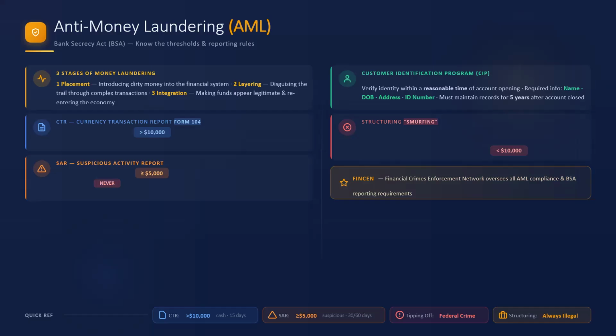Okay, next we're going to talk about anti-money laundering. Anti-money laundering, AML. And by the way, record keeping wise, 5 years. Okay. All three of these levels are 5 years record keeping. All right. There's three stages to money laundering.